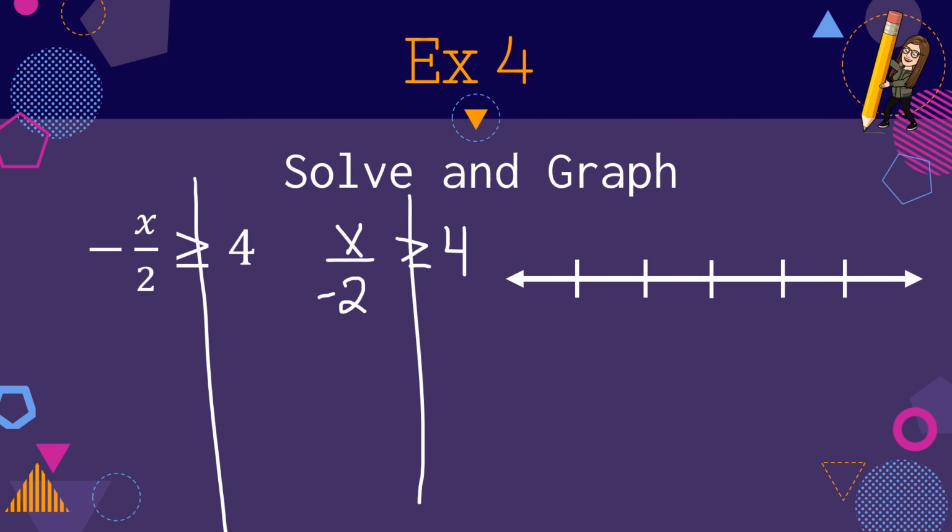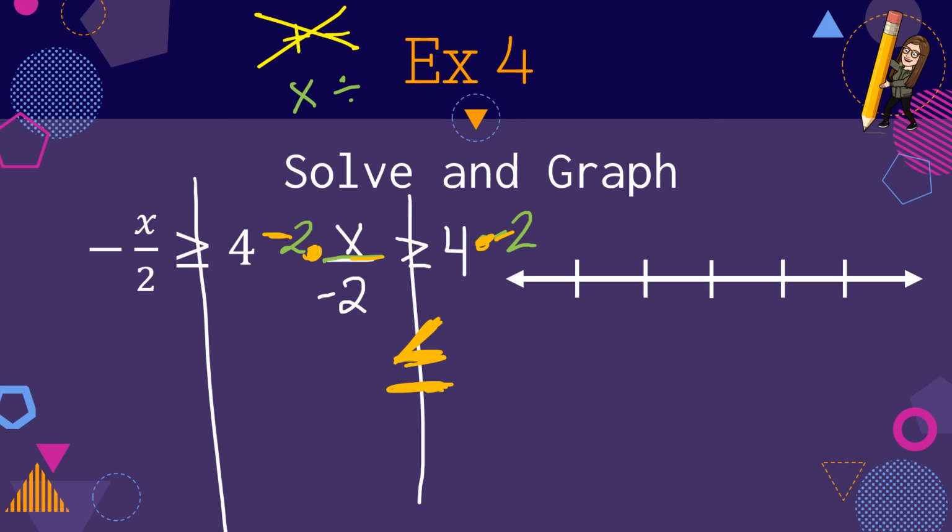Alrighty, so let's undo our operations. We want to undo any addition or subtraction first. Oh, there is none on this one. So let's undo any multiplication or division. I see that x is being divided by negative 2, so I'm going to times by negative 2. Stop for a second. I just multiplied by a negative, which means I need to flip my sign. Alrighty, make that bold, make it stand out.